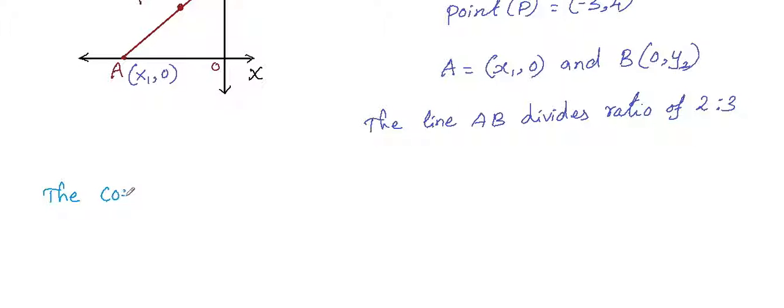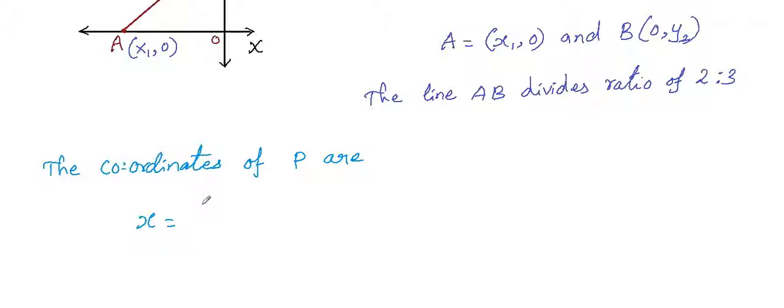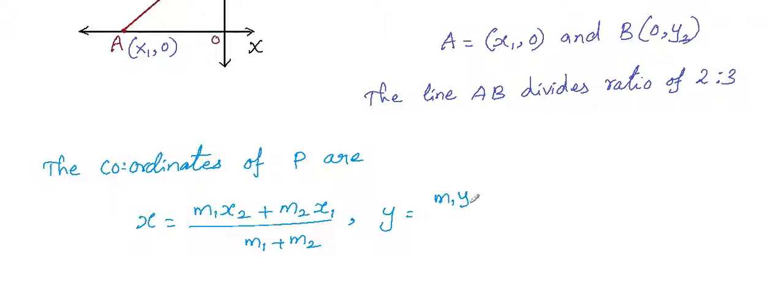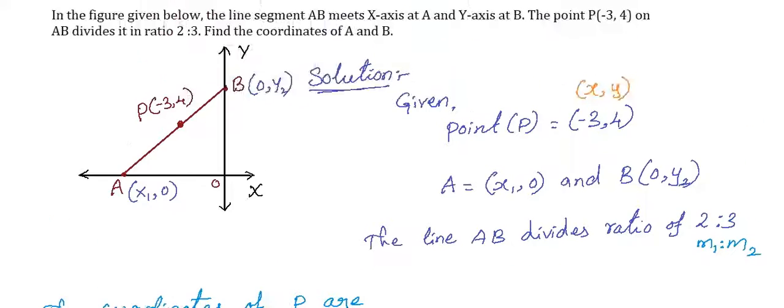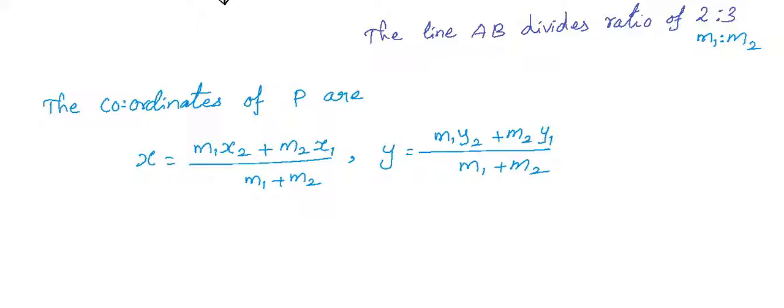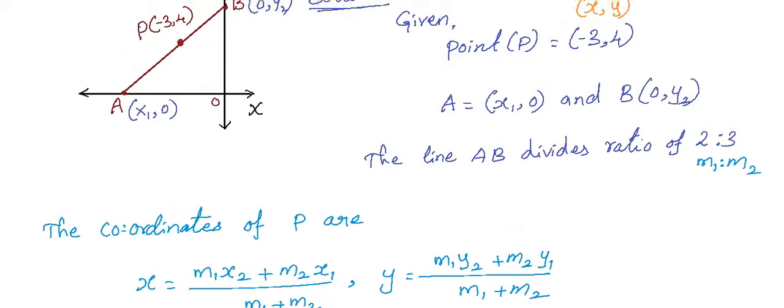So the coordinates of P, we can write the formula as x equals (m1 x2 + m2 x1) divided by (m1 + m2), and the y coordinate as y equals (m1 y2 + m2 y1) divided by (m1 + m2). So now substitute the values and find the coordinates of A and B.